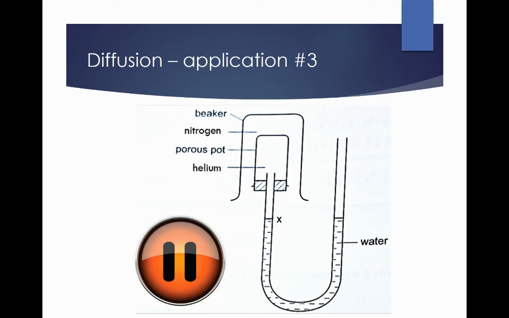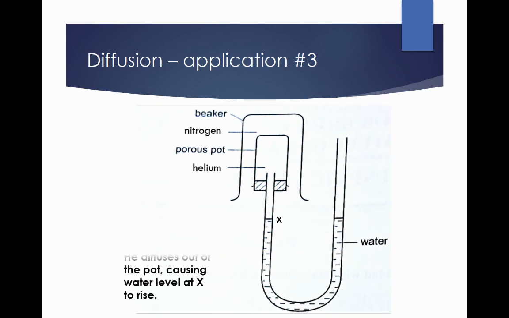I hope you have managed to have some time to think things through. What will happen is, again, compare the MR of these two gases. For nitrogen, it is 28, and for helium, it is 4. Since the MR of helium is so small, much smaller than nitrogen, it's going to diffuse out of the porous pot, and it will cause the water level at X to rise. Because there is a vacuum in the porous pot, the water level will rise to occupy the space that was left by the helium diffusing out of the porous pot.